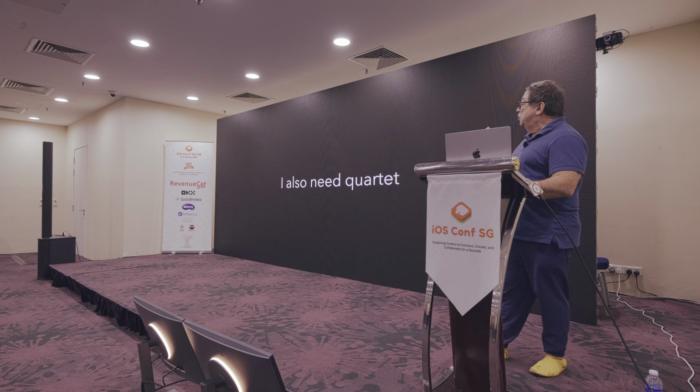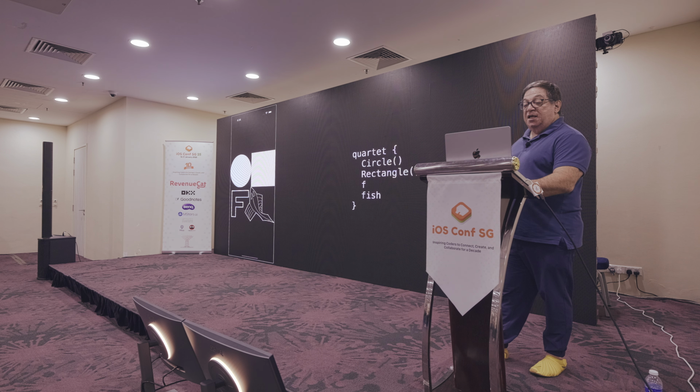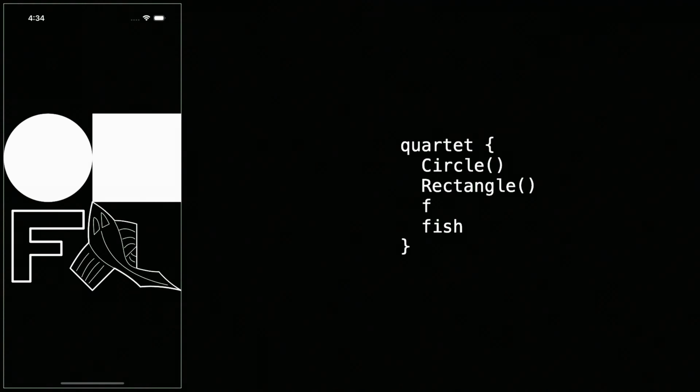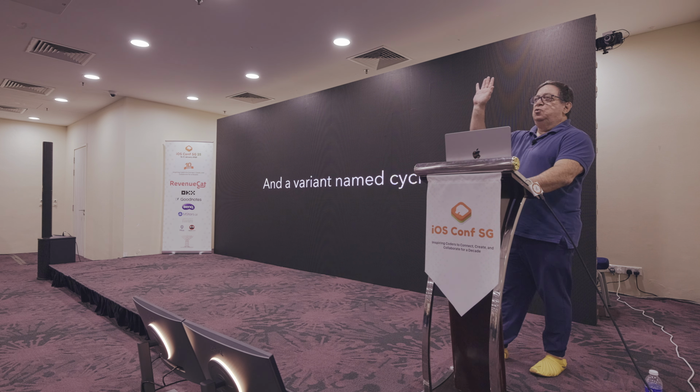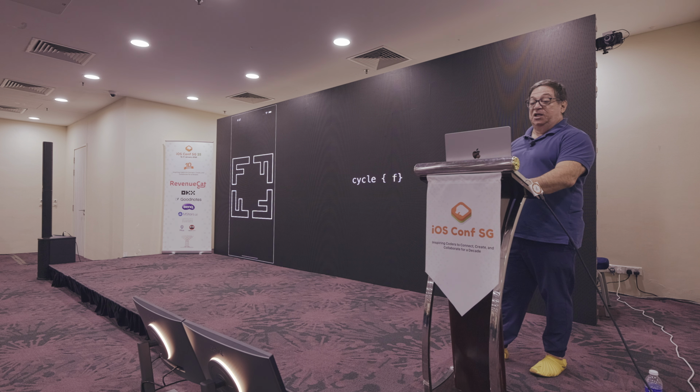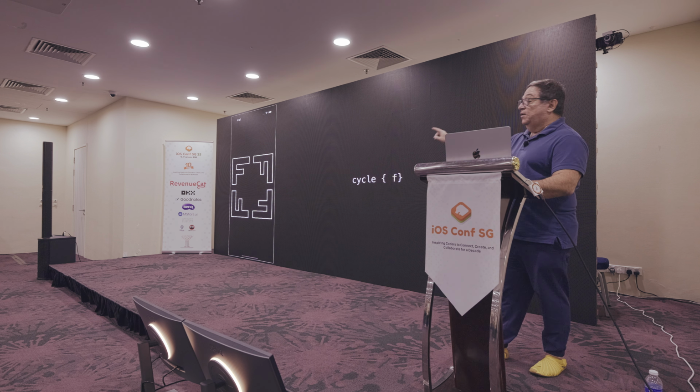So I need something called a quartet. A quartet of a circle, a rectangle, an F, and a fish draws the circle beside the rectangle, the F beside the fish, and that first beside above the second beside. And so it arranges them that way. There's a variant of this called cycle, which you give me one shape and it draws a quartet out of them, but it rotates them in each one. And so here's a cycle of F. And that we'll use as well.